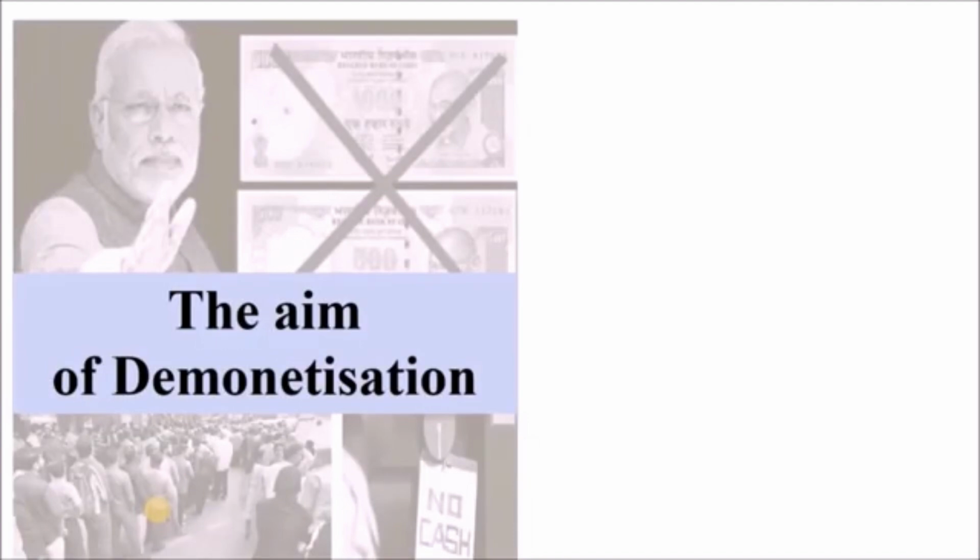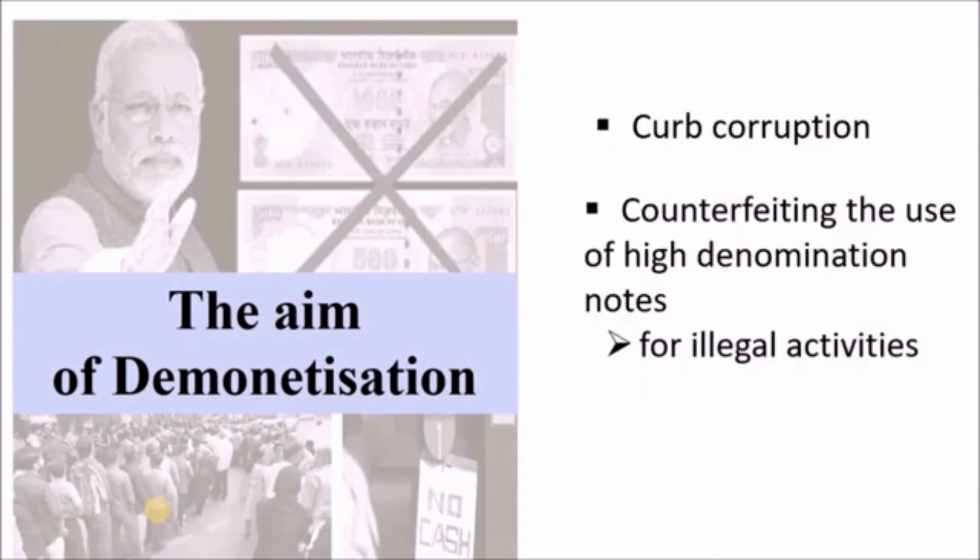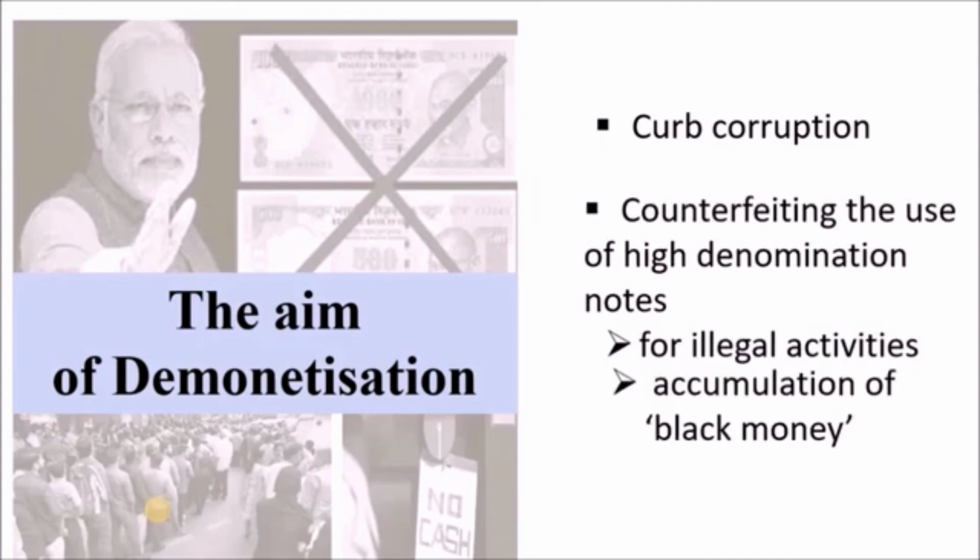The main aim by which demonetization was done is to curb the corruption, because high denomination notes are normally used for this purpose, and also to counter the use of high denomination notes for illegal activities and accumulation of black money. So black money is basically the money which you are not showing to government, or on which you are not paying the tax, and which is not there in the records of government. So normally for accumulation of black money, illegal activities and corruption, high denomination notes were used. The main aim of demonetization is to curb all these activities.